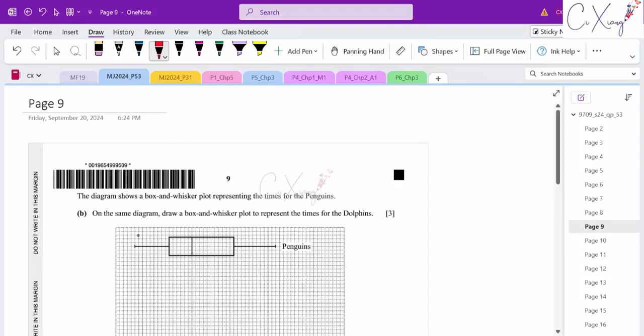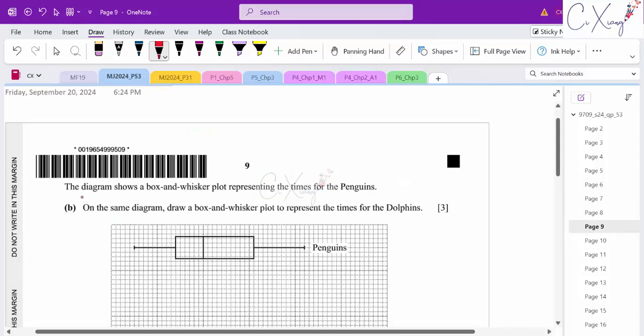Then let's have a look at part B. For part B, they show us a diagram of a box and whisker plot representing the time for Penguins. So on the same diagram, draw a box and whisker plot to represent the time for Dolphins. To draw the box and whisker plot, basically we need 5 important values: the minimum value, Q1, Q2, Q3, and also the maximum. That is, minimum, lower quartile, median, upper quartile, and maximum.